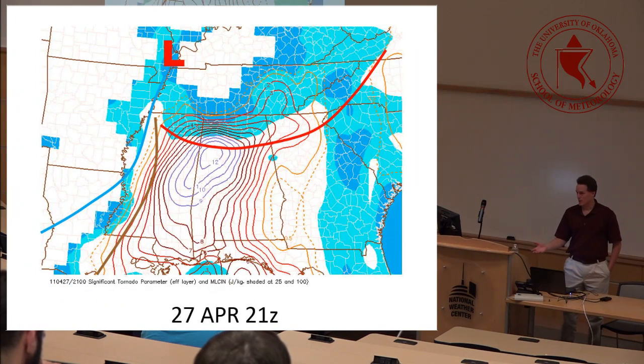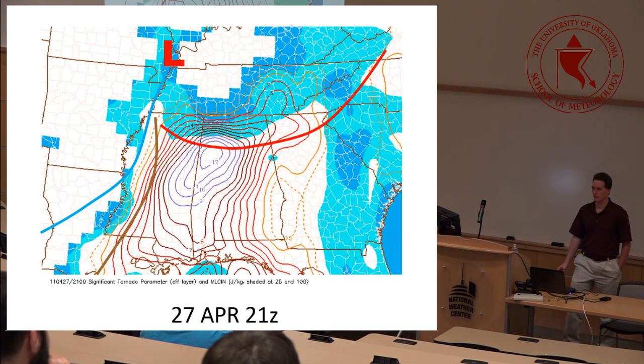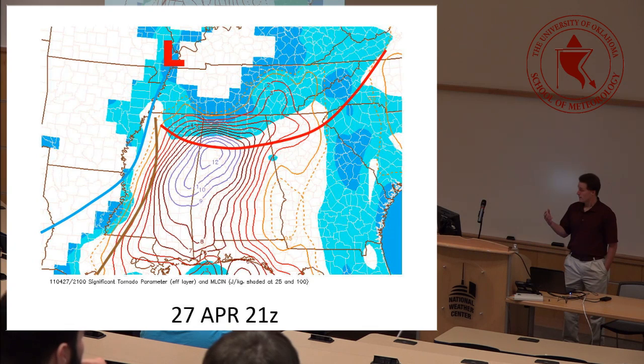And when you combine all this, this is the SIGTOR parameter, that's off the charts. That's as good as you ever see anywhere, that sort of distribution. These values are in the 90th to 99th percentile type stuff. And it's over a good part of 2 states. So if you launch multiple thunderstorms into that environment, you're almost assured that bad things will happen.